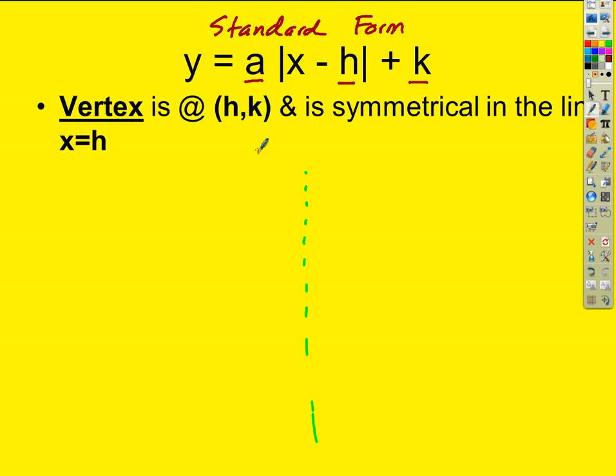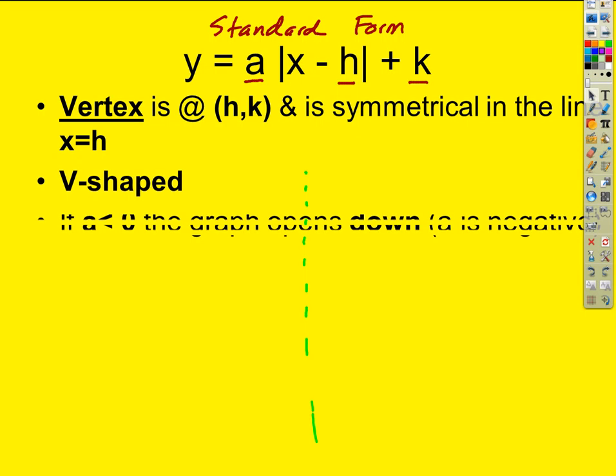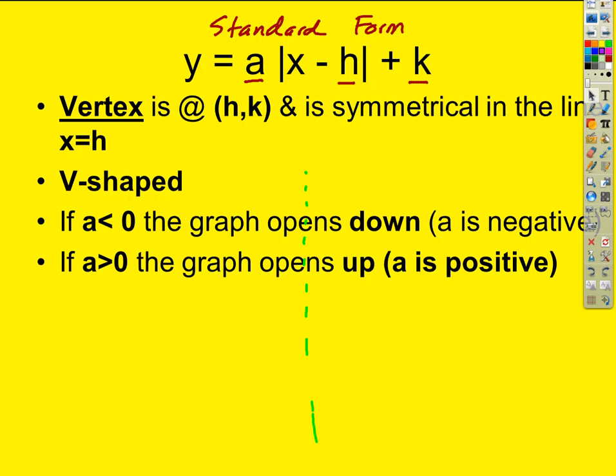But the way to think about a, I'll give you a good way to do this. It's a little different than what the book says. They tell us that when a is less than 0, the graph opens down. When a is greater than 0, the graph opens up. But here's the best way to think about it. a is equal to the slope of the right-hand leg of the absolute value function. And the left-hand leg is just going to be a mirror image of that. Okay? So let's look at an example.